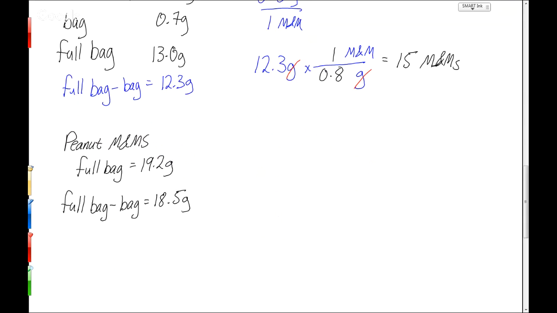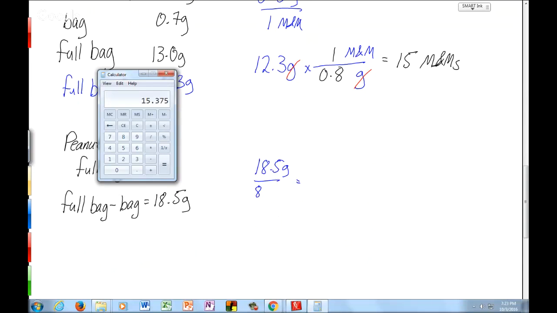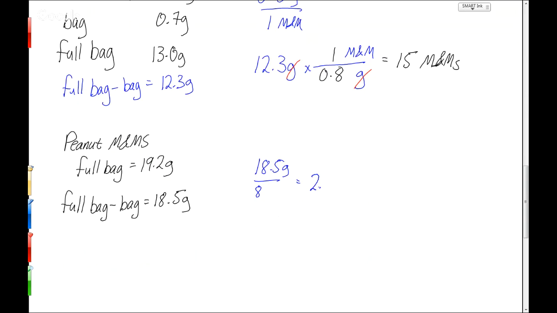So how many you got? Eight. Okay. So if we have eight M&Ms, and that should be 18.5 grams, or here, let's set it up like a conversion again. Well, 18.5 grams per bag, and then eight per bag. I guess it doesn't make as much sense to do it that way this time. So 18.5 divided by 8 should be 2.3 grams per one peanut M&M. Okay, let's see if we're right.